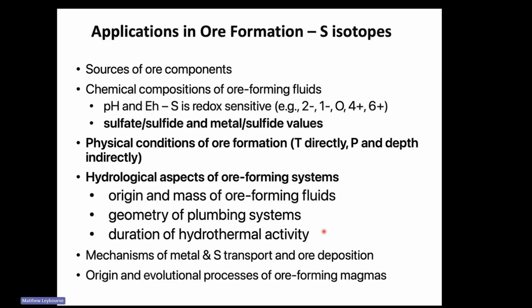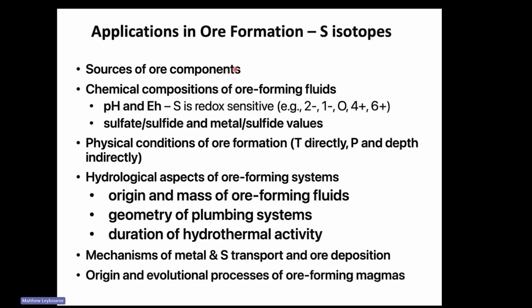So what do we use sulfur for? We can determine the source of ore components. We can understand the chemical composition of ore-forming fluids. pH and Eh are really important, and that's because sulfur is redox reactive, as we talked about redox last time. So then we can look at the differences in sulfate and sulfide, and that gives us differences in the metal sulfide values. In other words, different sulfide minerals will have different sulfur isotope compositions, and sulfate and sulfide will have very different isotope compositions, as we'll see in a minute.